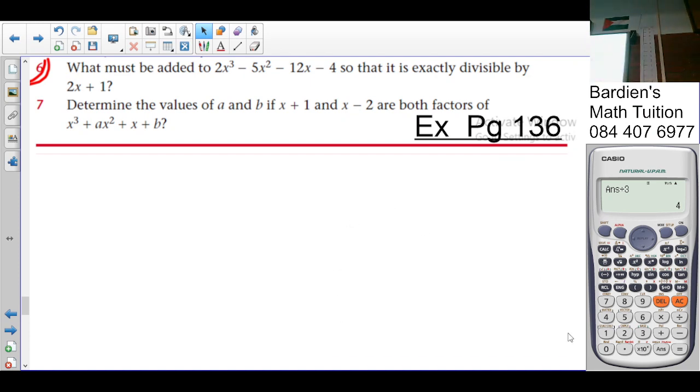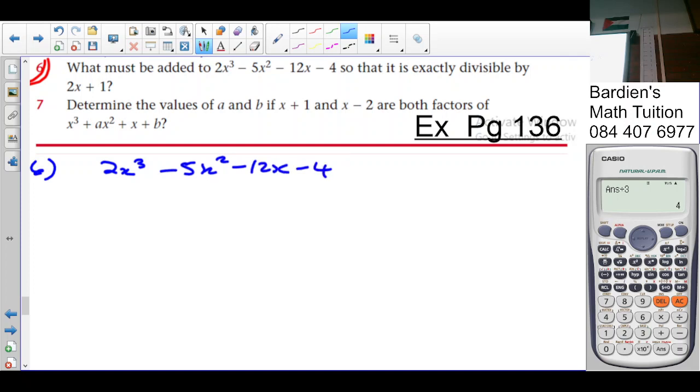So it must be exactly divisible by. So if you then say 2x cubed, this is now number 6. This is the line of the board again. 2x cubed minus 5x squared minus 12x minus 4. What must be added? Let's say k. k is what must be added, so that it's exactly divisible by 2x plus 1.